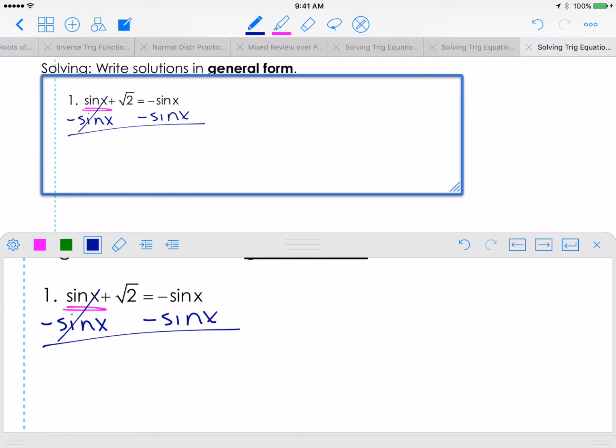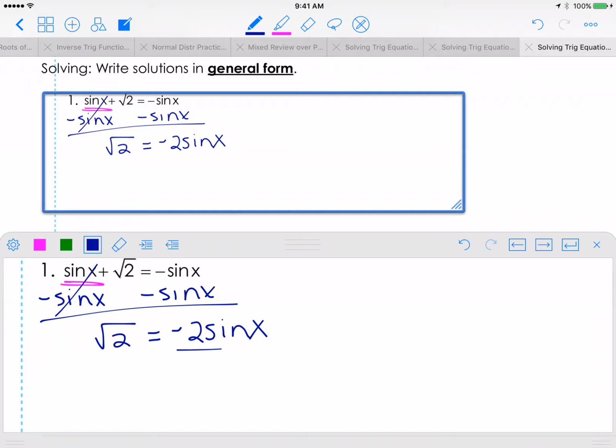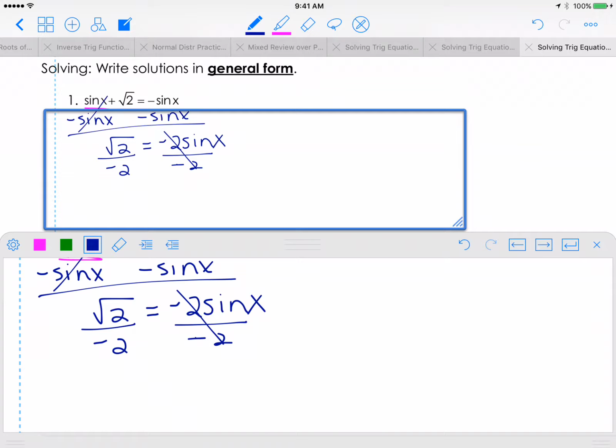So then this sine x goes away, and we're left with square root of 2 equals negative 2 sine x. So on one side, we got square root of 2 equals negative 2 sine of x. Now from there, do you want to divide by that negative 2? So let's go ahead and do that. So we get square root of 2 over 2. So we could just say that's a negative square root of 2 over 2 equals sine of x.